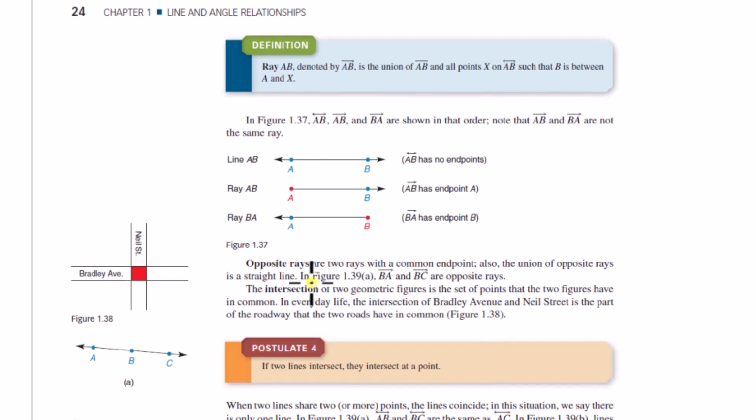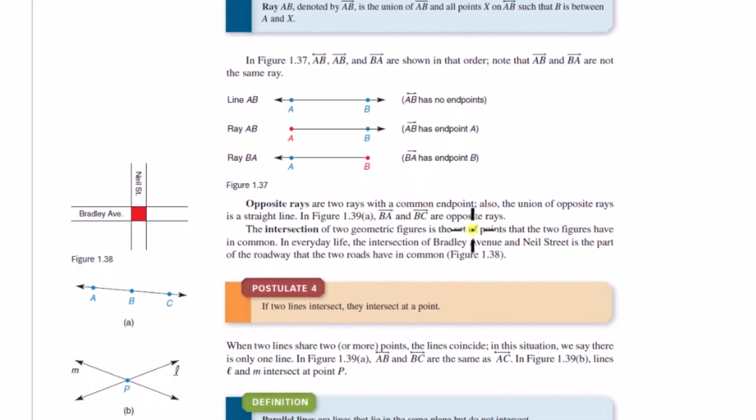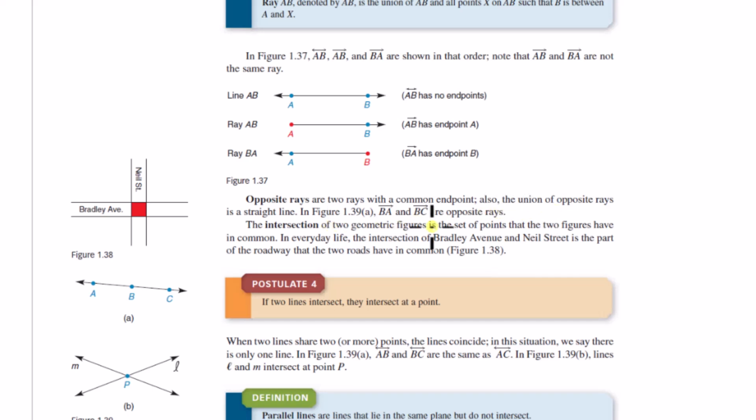All right. Opposite rays are two rays with a common endpoint. Also, the union of opposite rays is a straight line. You can't just say that they have a common endpoint, because I could say, okay, here's an endpoint, here's ray AB, and here's ray AC. Are those opposite rays?